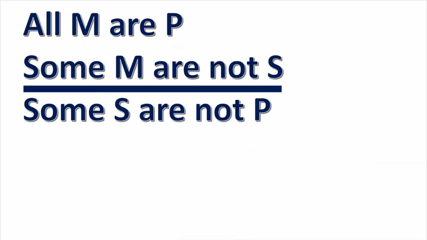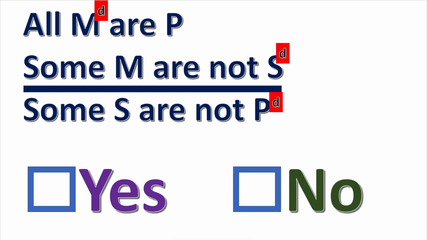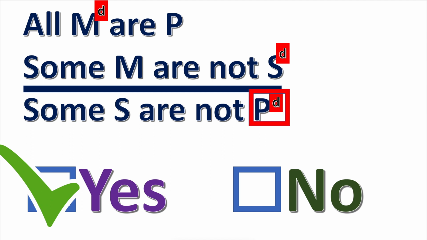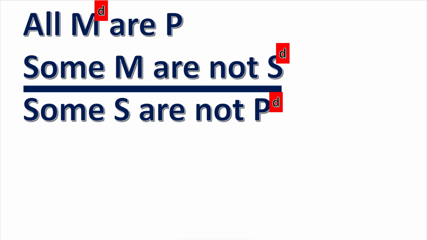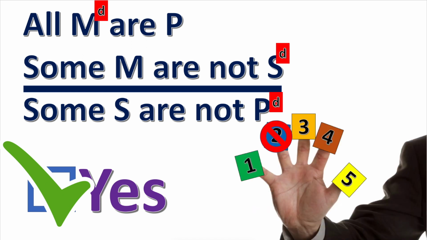broken. Next practice problem. Is there a term distributed in the conclusion but not in the premise? Press pause if you need more time. 3, 2, 1. P is distributed in the conclusion but not in the premise. Now, does this syllogism break Rule 2? Press pause. 3, 2, 1. Rule 2 is broken. A term is distributed in the conclusion, but not in the premises.